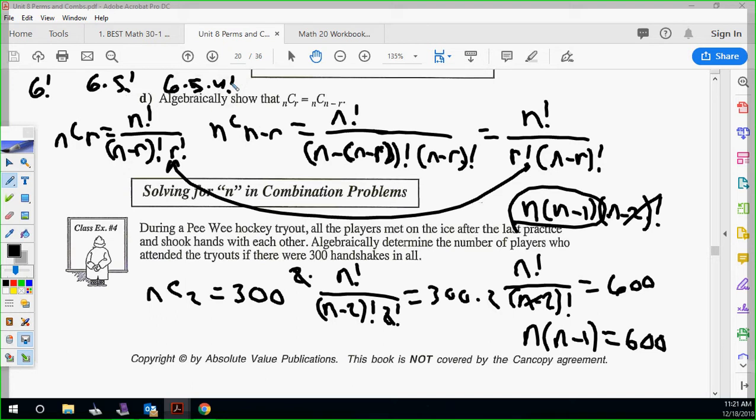Okay, and so then this is going to be n squared minus n minus 600 is 0. And so then we're going to factor that, which is 25 times 24.